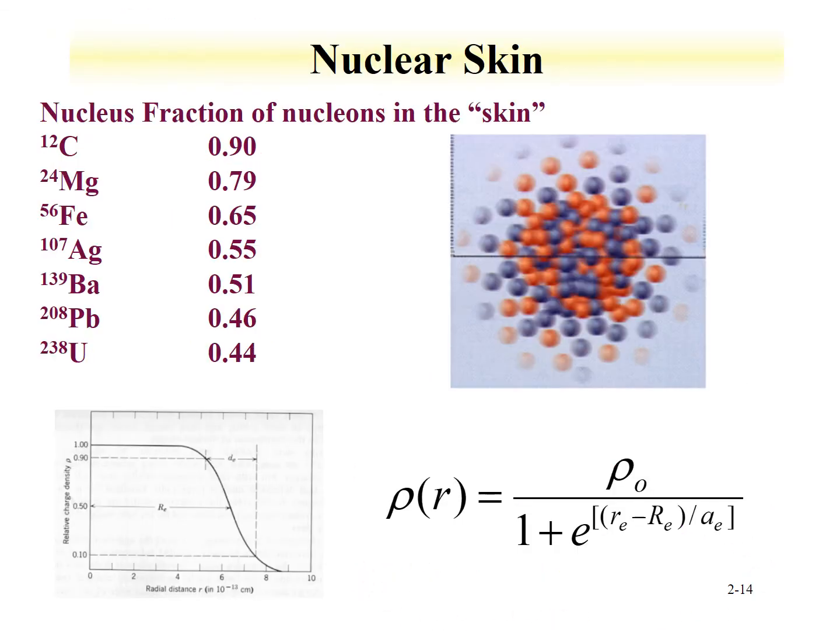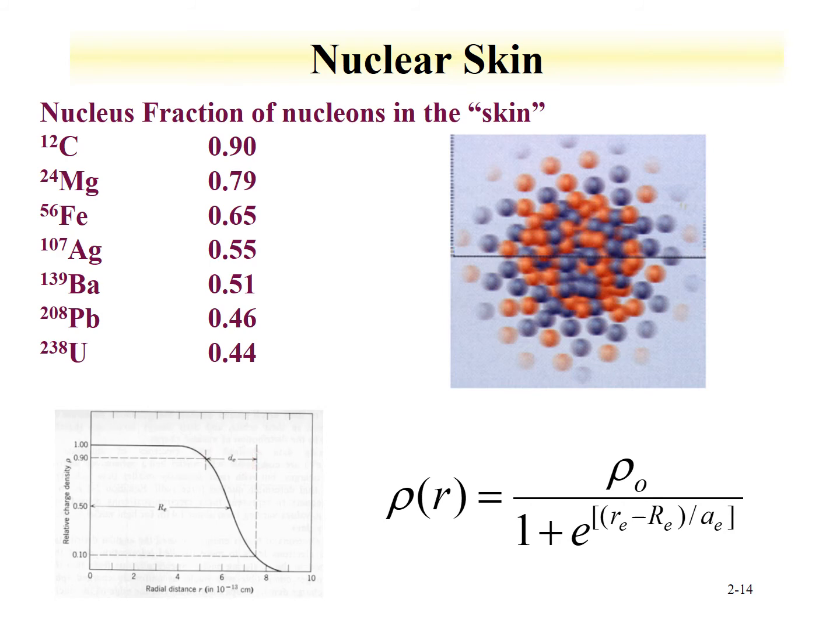Here's an example of the nuclear skin thickness. As a pictorial example, you can imagine that in the center you have a very dense nucleus. As you go out towards the edge of the nucleus, the nucleon density decreases, so you get this skin. And here's an example of the density at a given distance, equal to an expanded equation that is a function of the initial density. You see we have this distance here which describes the skin thickness.